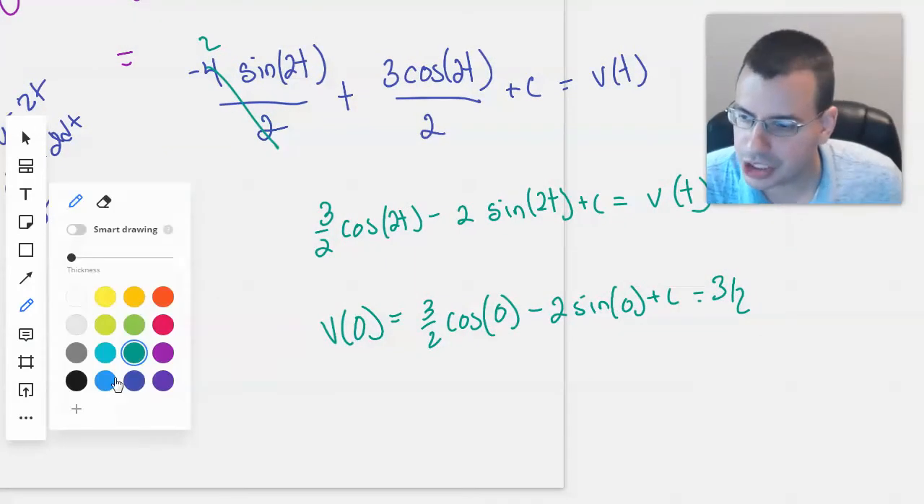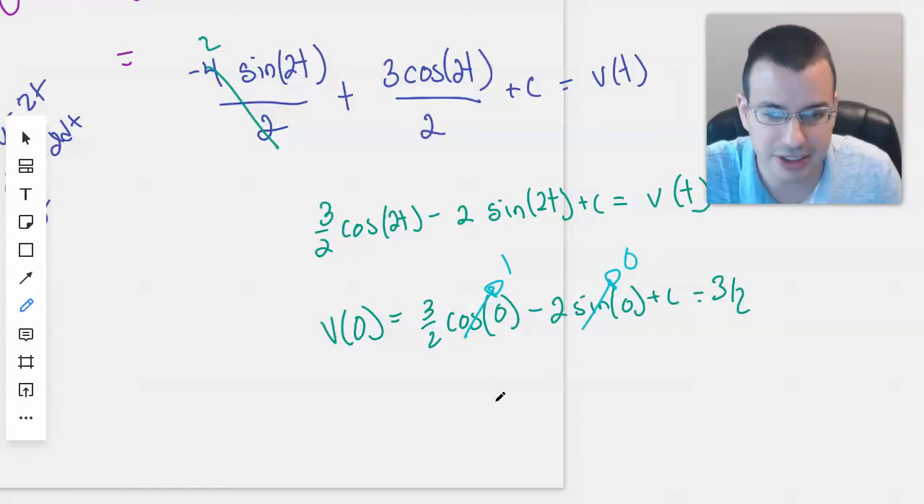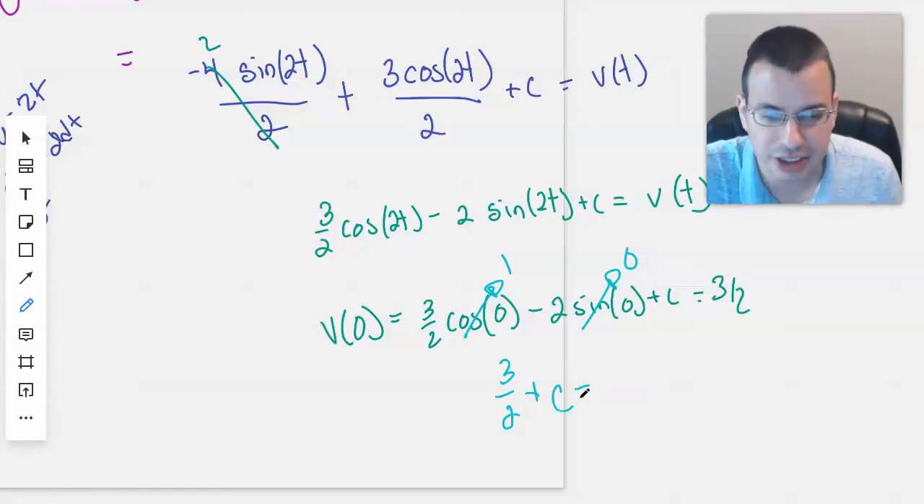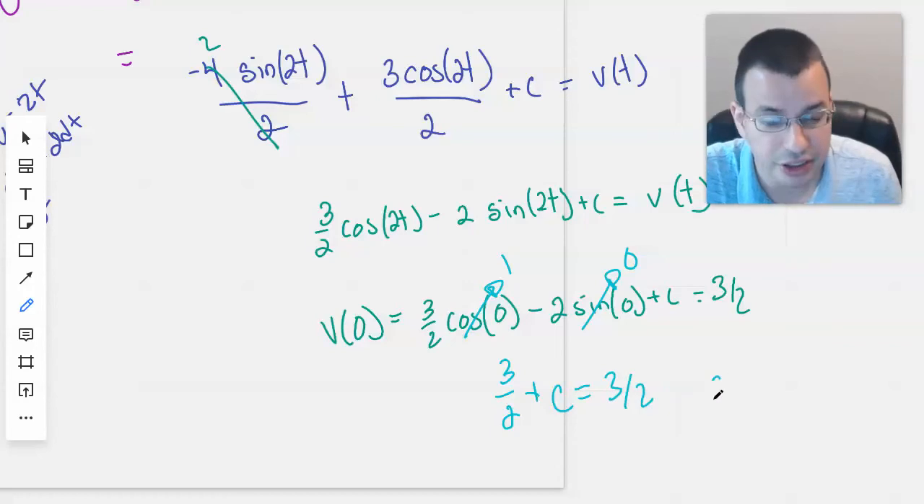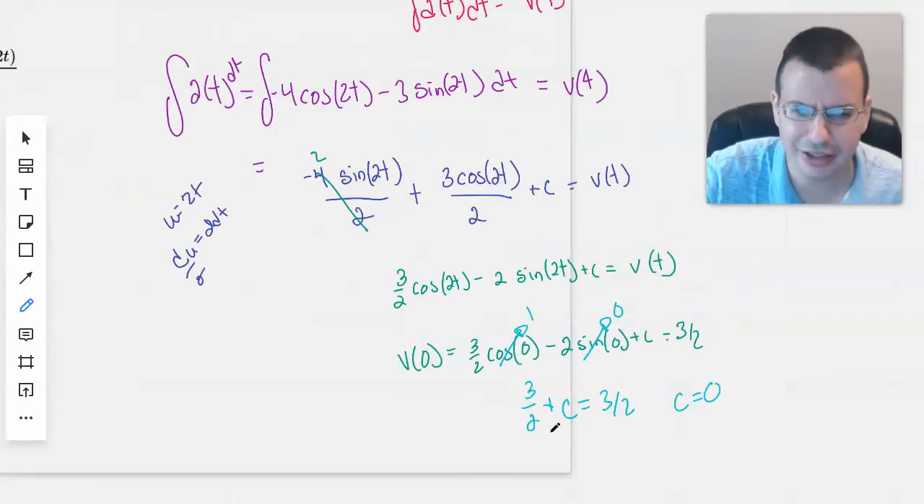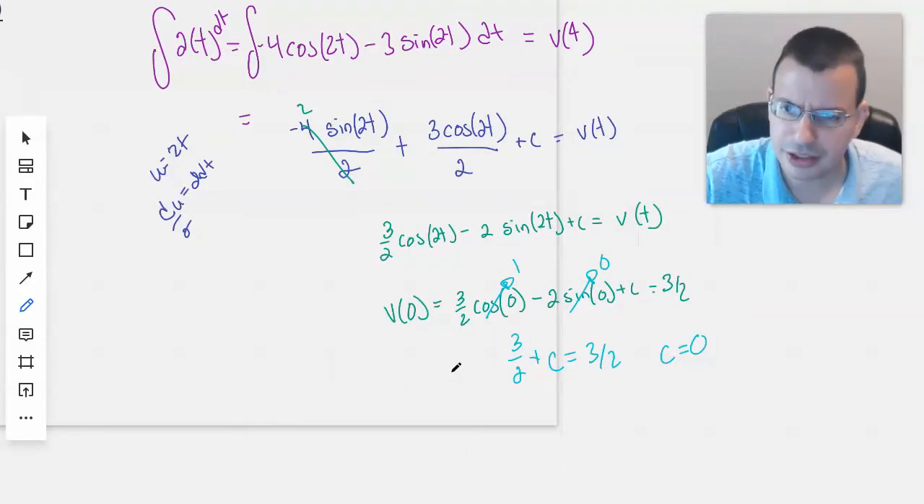Changing over to blue. Cosine of 0 is 1. Sine of 0 is 0. So we're left with 3/2 plus c equals 3/2. C equals 0. Oh, well, that's just darn convenient. Thank you, problem of convenience.